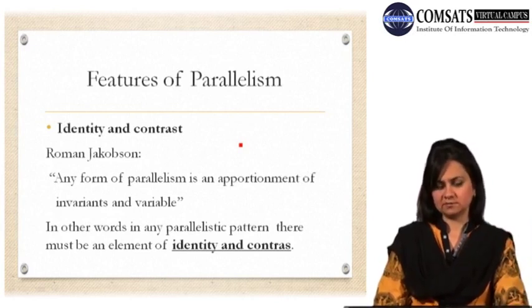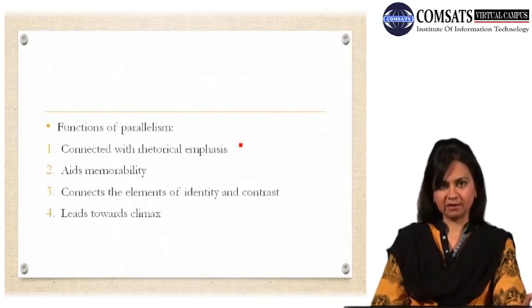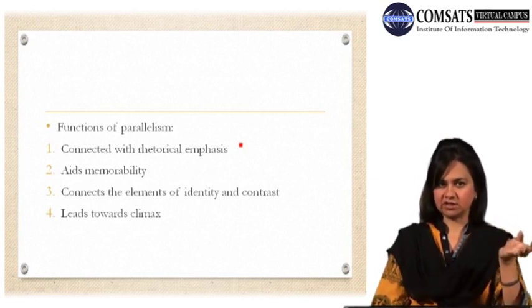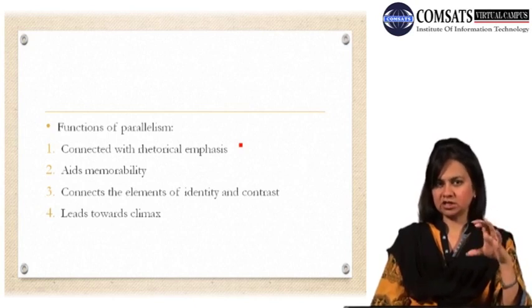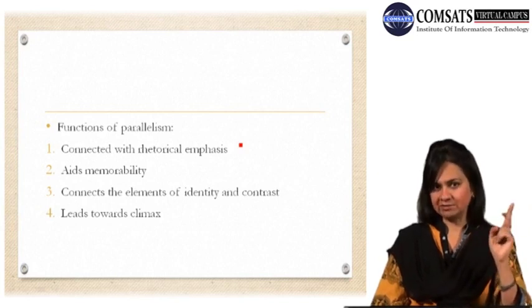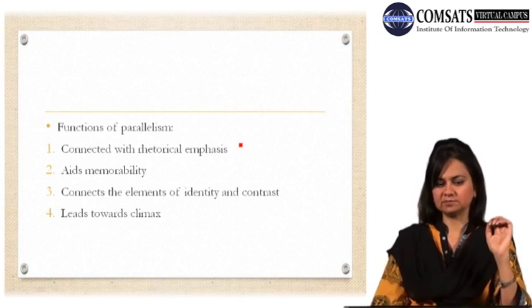According to Roman Jakobson, any form of parallelism is apportionment of invariance and variable. So in other words, he means to say that parallel patterns have an element of identity and contrast. So if there is a deviant structure in terms of language where there is extra regularity, such foregrounded extra regularity would carry these two elements, either just the element of identity or the identity element combined with contrast.